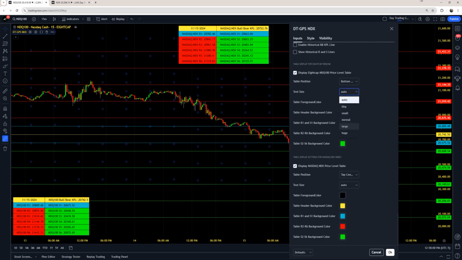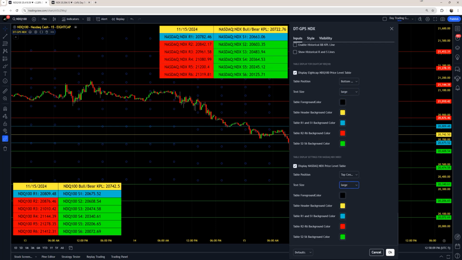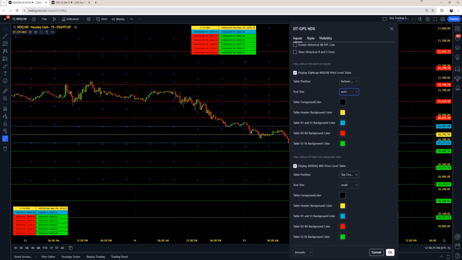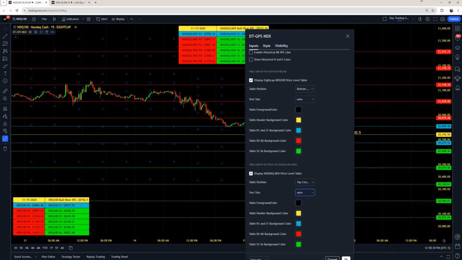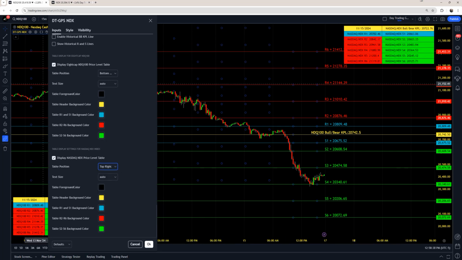You can make them larger or smaller. And obviously you can make them different sizes from each other if you prefer. Right now we'll just go back to auto. And of course you can change the table position. I'll just change this one real quick just to show you. Make it from top center to top right. But you can make it in any one.